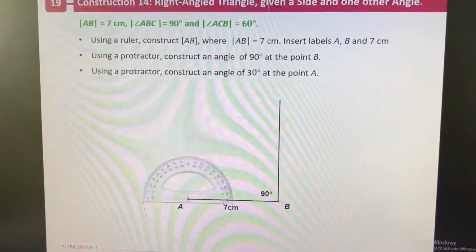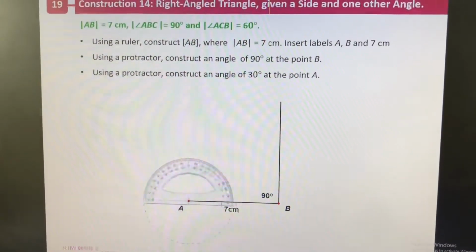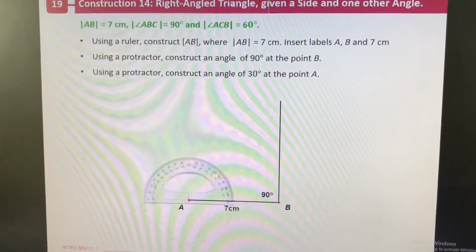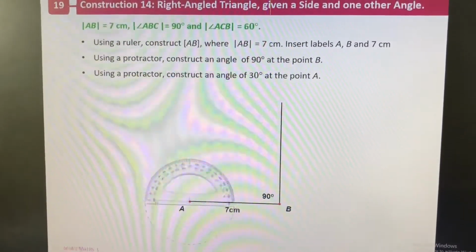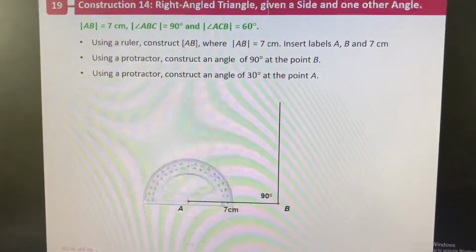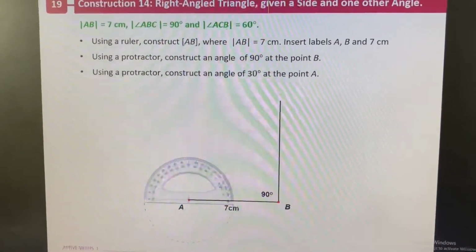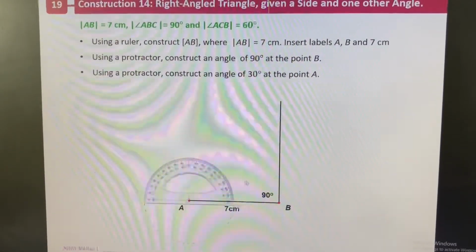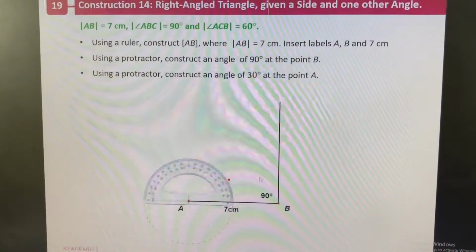Which zero does the baseline go through? It goes through this zero. See, if you look at this zero, there's no triangle line underneath it. So we're not going to use that scale this time. We're using this one. And we want 30 degrees. There's the number 30. Let's place a little dot exactly outside of it.